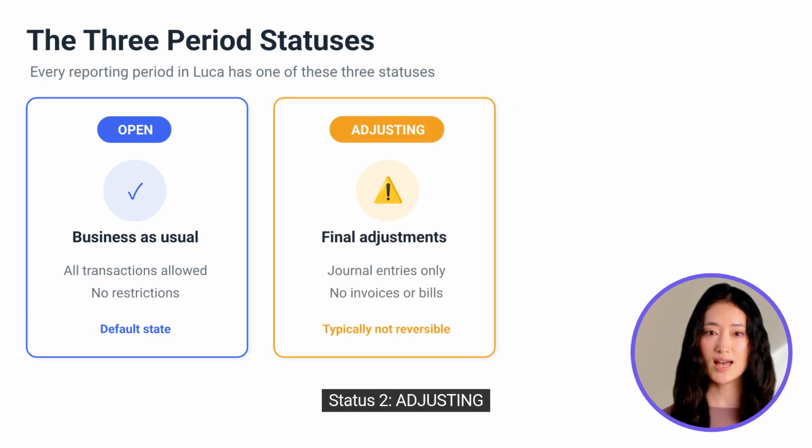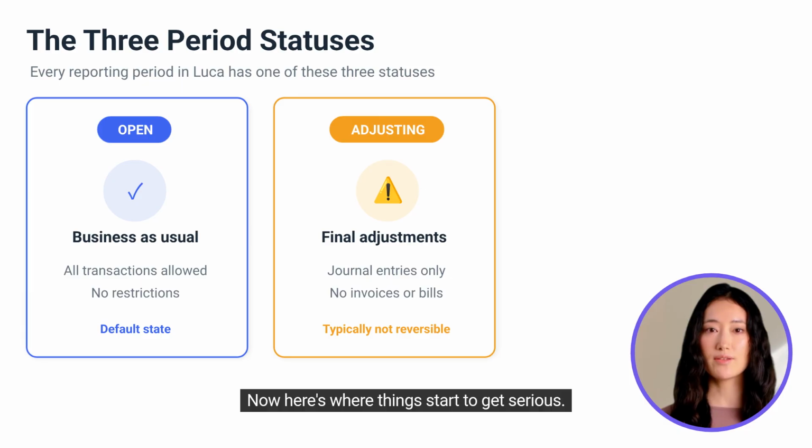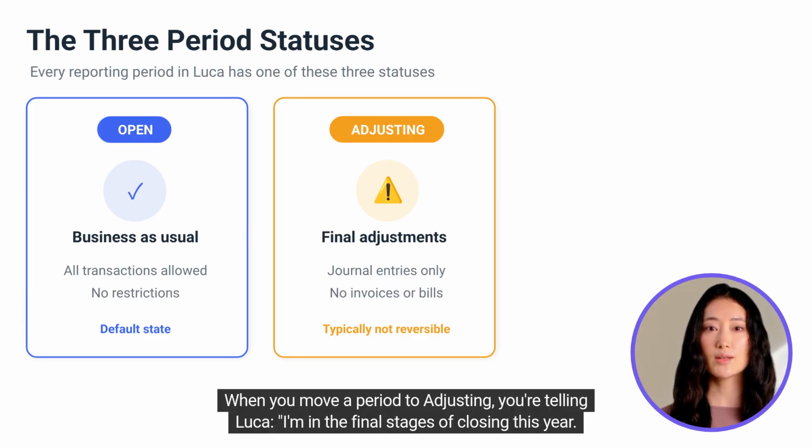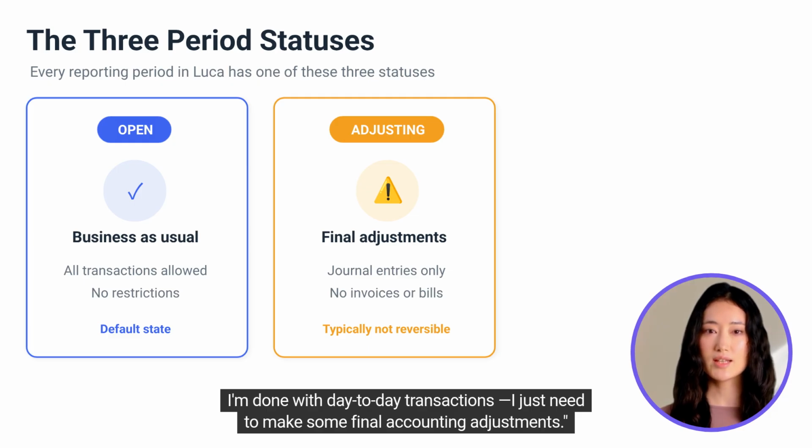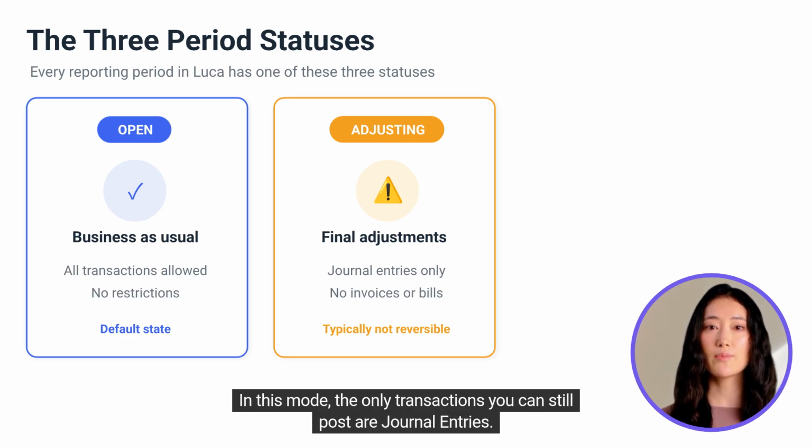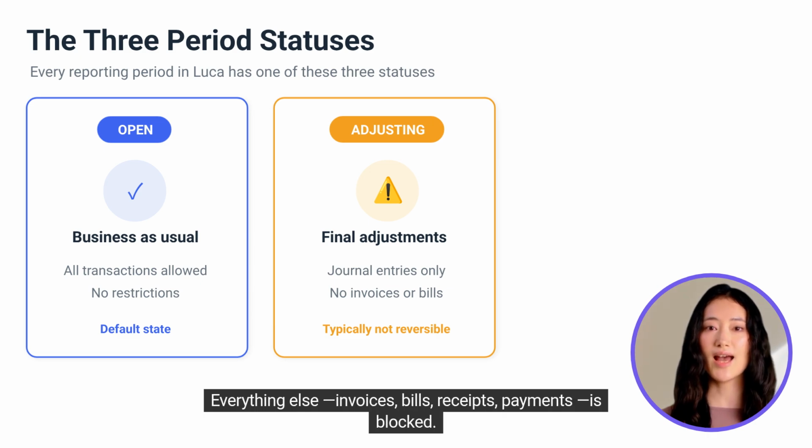Status 2, adjusting. Now here's where things start to get serious. When you move a period to adjusting, you're telling Luca, I'm in the final stages of closing this year. I'm done with day-to-day transactions. I just need to make some final accounting adjustments. In this mode, the only transactions you can still post are journal entries. Everything else, invoices, bills, receipts, payments, is blocked.